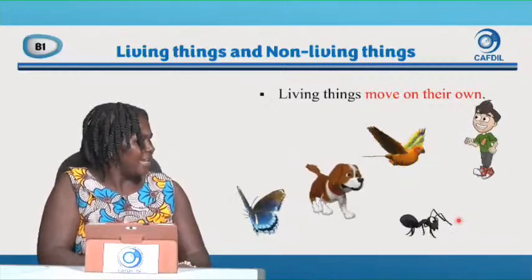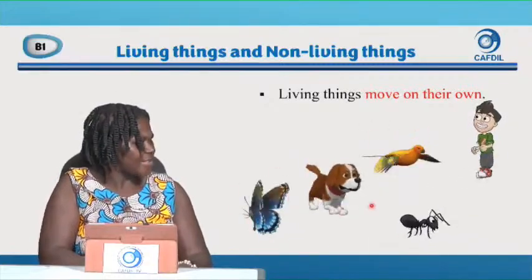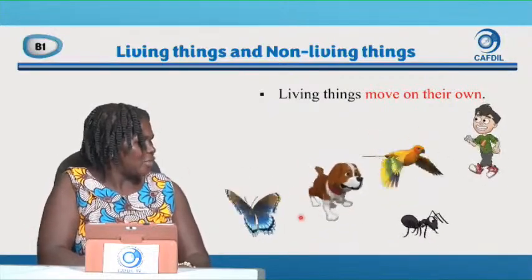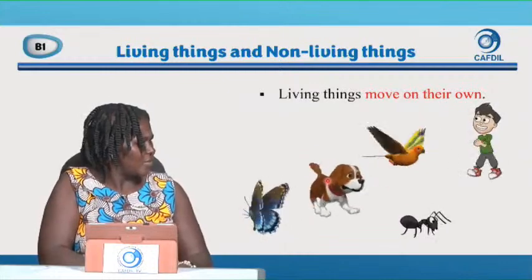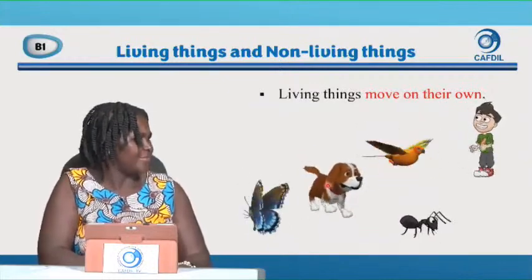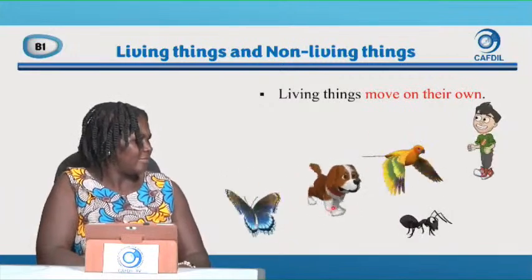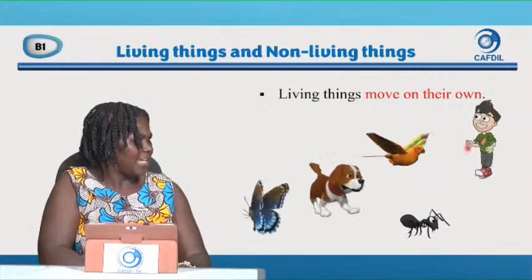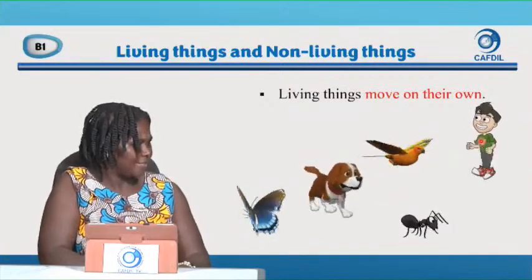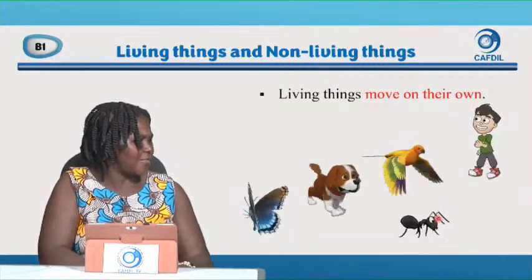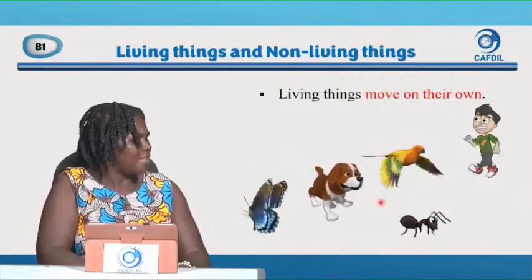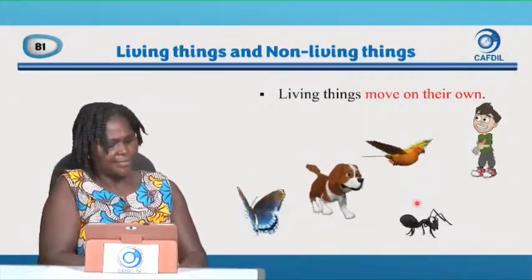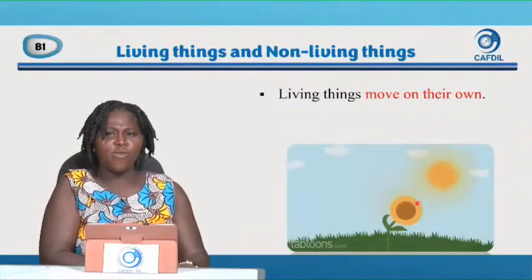Now let's look at the living things, the animals and human beings. Butterflies fly. This dog is walking. It can also run. Let's look at the bird flying in the sky. And the boy also walking. The ant is crawling on the floor. So living things move on their own. Good.